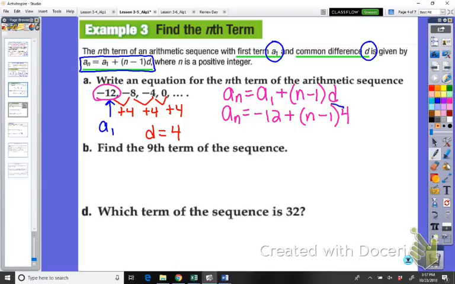So we have distributive property here. A sub n equals negative 12 plus 4n minus 4. And then combine your like terms together. So we can combine the negative 12 and the minus 4 part. And then our a sub n would equal 4n minus 16.